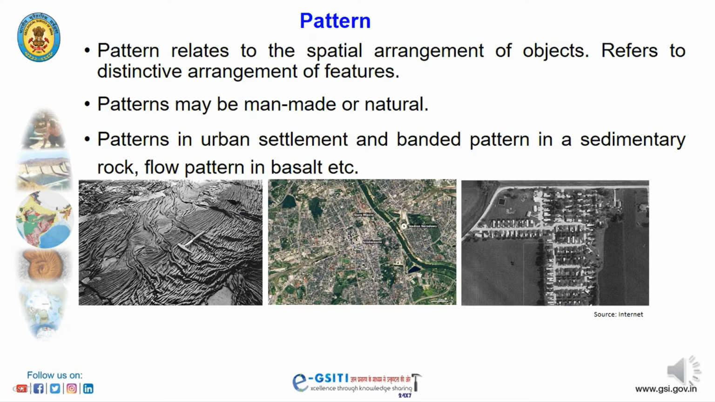Next comes pattern. Pattern relates to the spatial arrangement of objects. It refers to distinctive arrangement of features. Patterns may be man-made or natural. Patterns in urban settlement as well as a banded pattern in a sedimentary rock, flow pattern in a basalt are some of the examples of various patterns. Here in this image, you can see the flow pattern in a basalt, an urban pattern of various building and road network in an urban area.